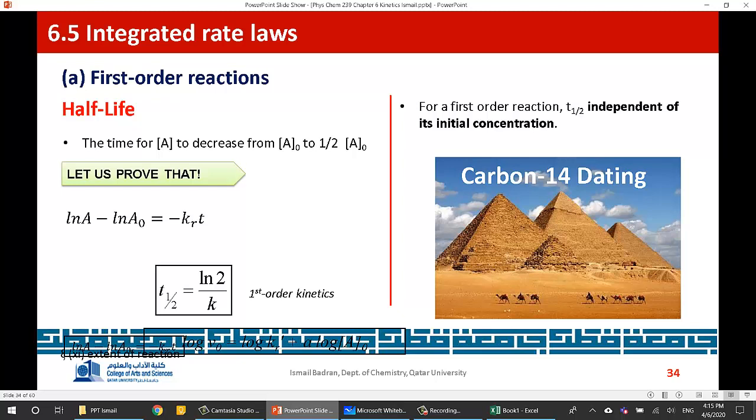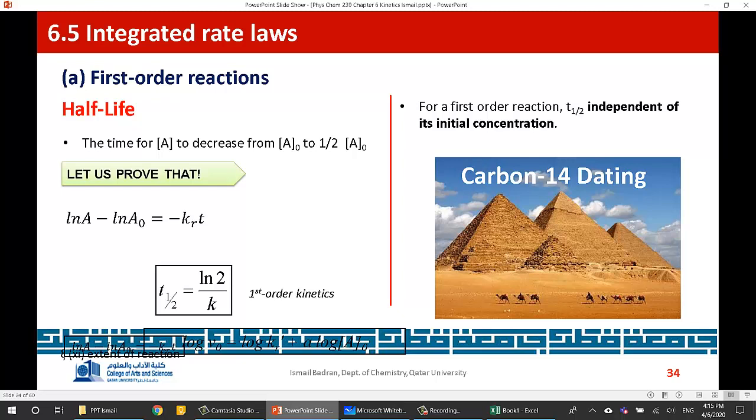It has a half-life of around 5,600 years, so it's a fixed half-life. Okay, then by measuring the amount of carbon-14 in a sample, let's say a rock or an animal or a dinosaur or oil or whatever, we can determine how old it is.